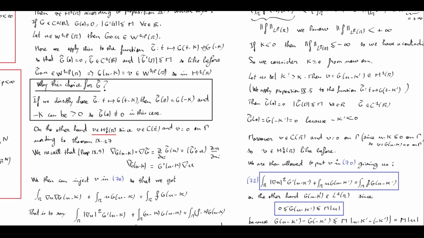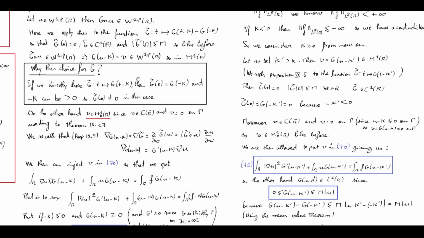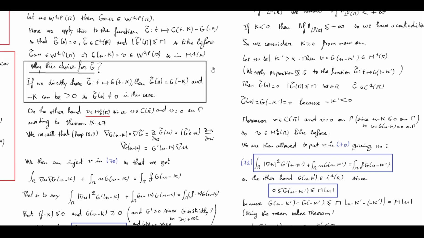Why this choice for g tilde? If we directly chose g tilde equals g of t minus k, so v, then g tilde of 0 would be equal to g of minus k, and minus k can be strictly positive, so g tilde of 0 wouldn't be equal to 0 in this case, and we couldn't go any further in the proof.